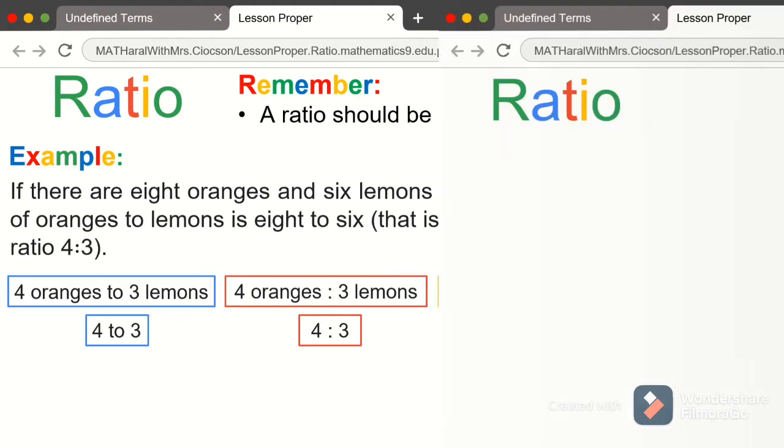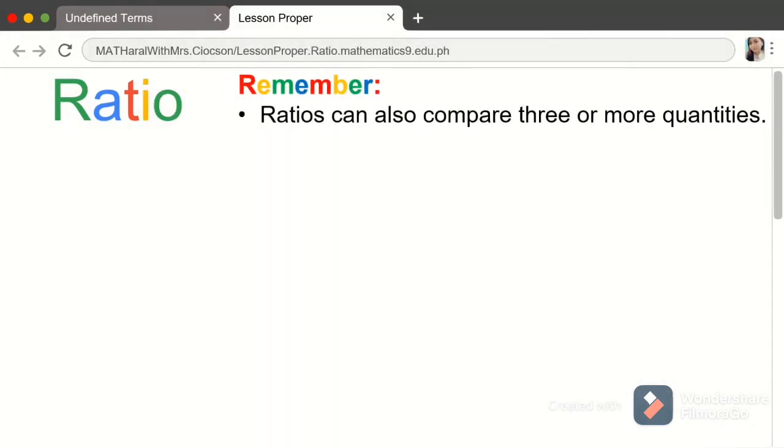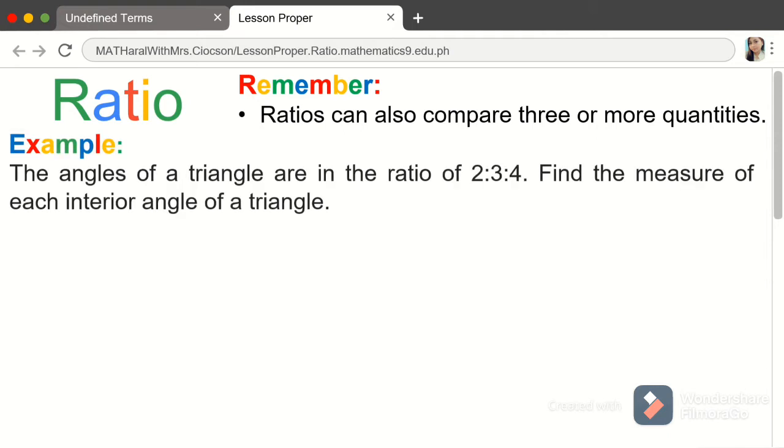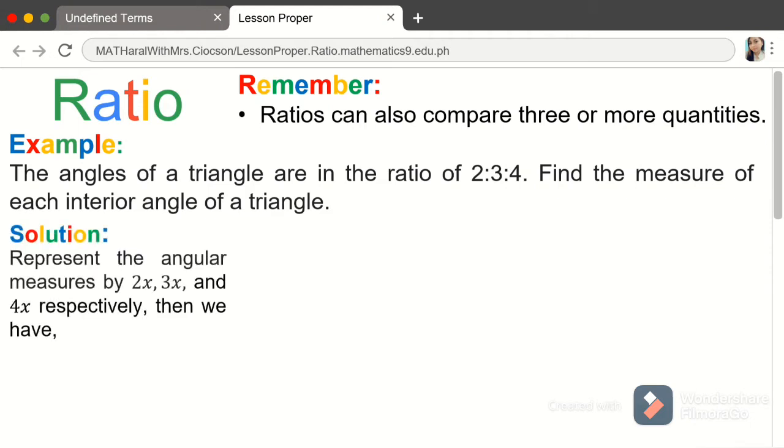The other one is ratios can also compare 3 or more quantities. Example, the angles of a triangle are in the ratio of 2 is to 3 is to 4. Find the measure of each interior angle of the triangle. Solution. I represent the angular measures by 2x, 3x, and 4x respectively. Then we have 2x plus 3x plus 4x is equal to 180 because the sum of the interior angles of a triangle is equal to 180.